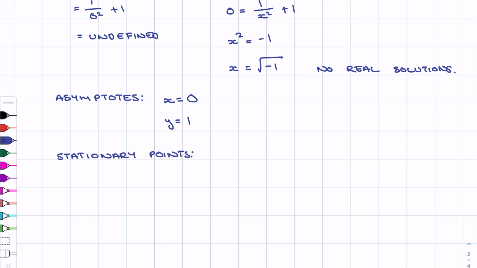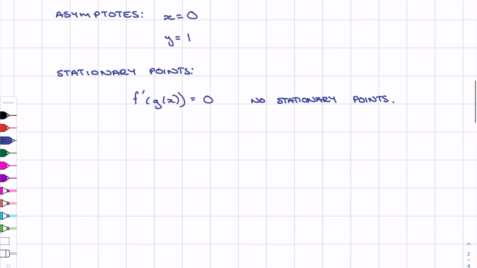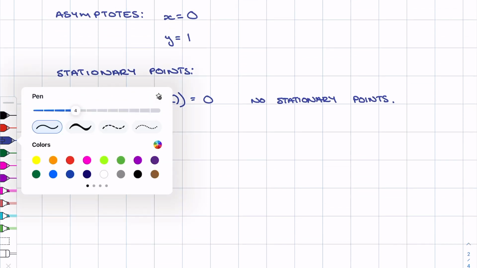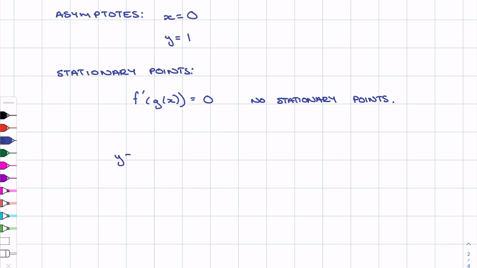And with our stationary points, we're going to say f dash of g(x), now we might use a chain rule to be able to use this, but we're going to say that equals 0. And we're going to say no stationary points in relation to this. I'm going to return to the function that I had, y equals 1 over x squared plus 1.